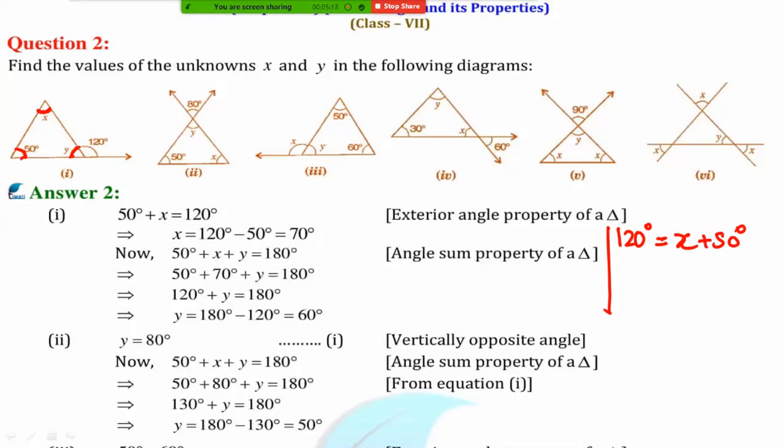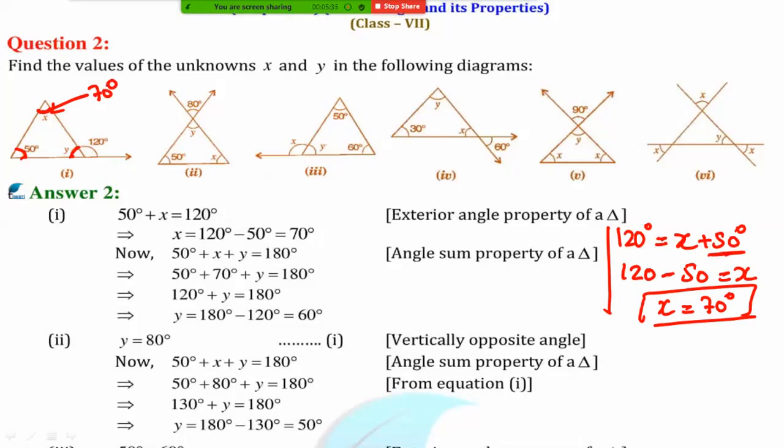So this 50 is in plus, that will become minus on the other side. So you will obtain the value of x is equal to 120 minus 50, that is equal to 70 degrees. So the value of x is found. So the value of x is 70 degrees.